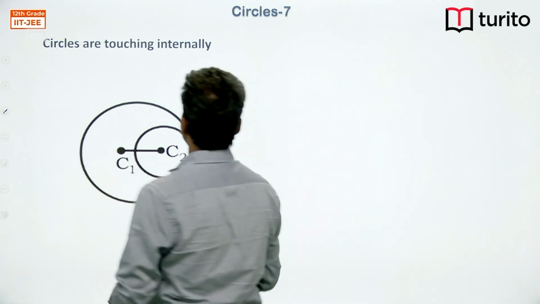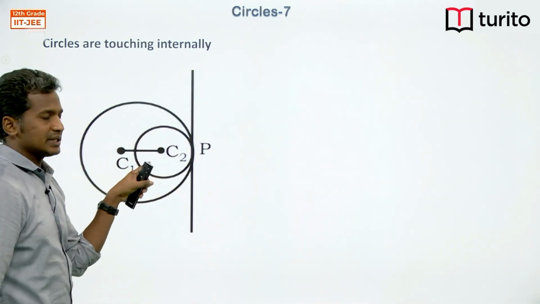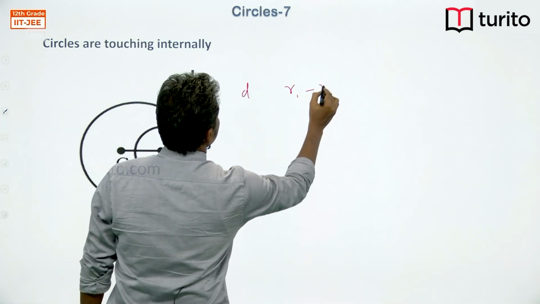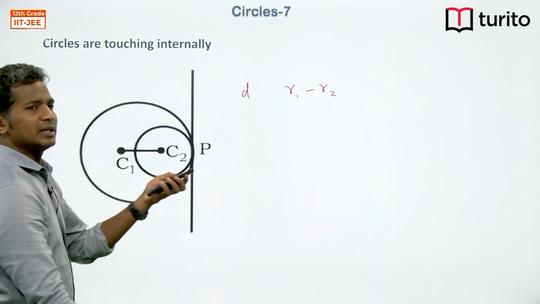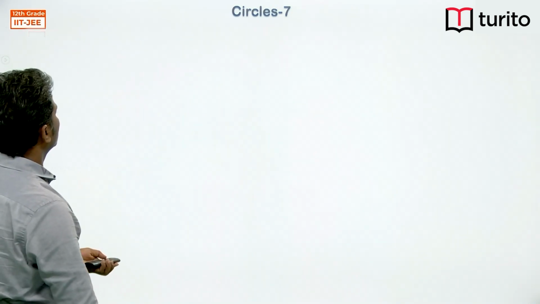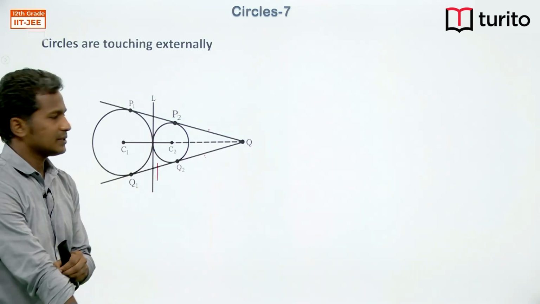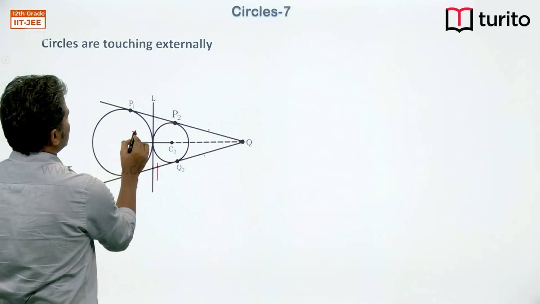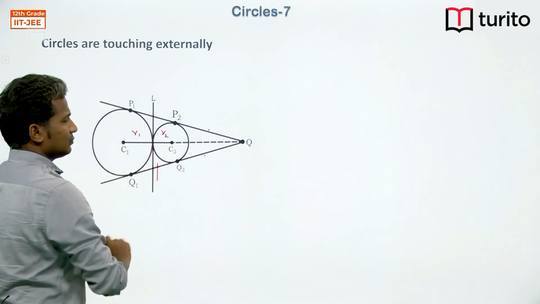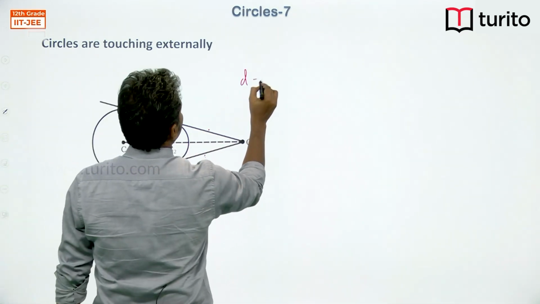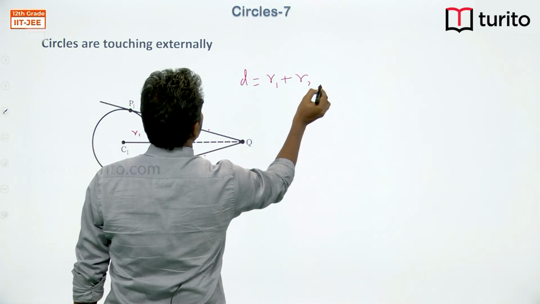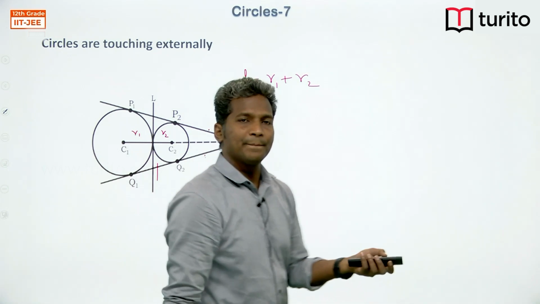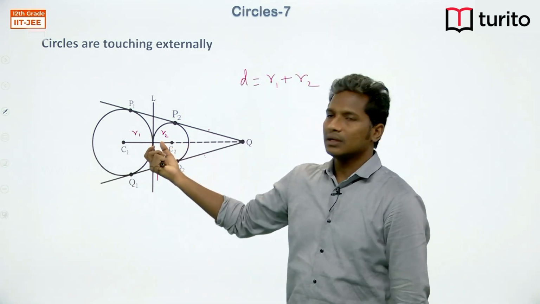Let's go to the next case and check. If they are touching each other, what happens to d and r1 minus r2? Just think about it, you will get the idea. Let's work out the conditions from the touching case, because this will be a systematic flow. Here, this radius is r1, this radius is r2. So we get d equal to r1 plus r2 for the case where circles are touching externally. Distance between centers becomes the sum of the radii.